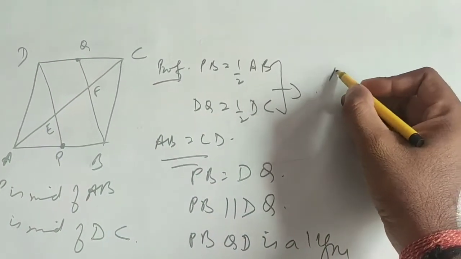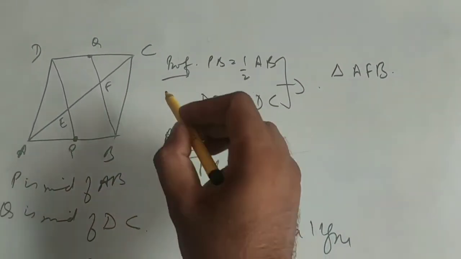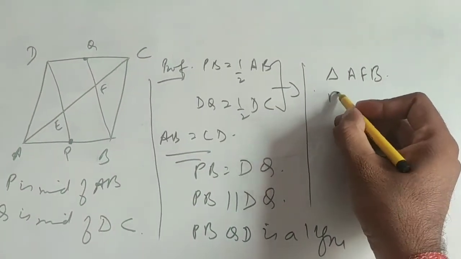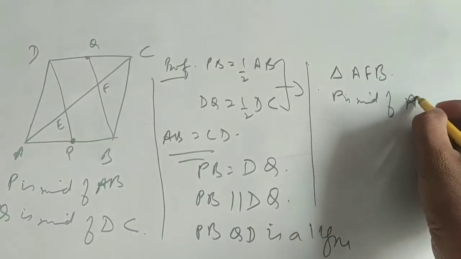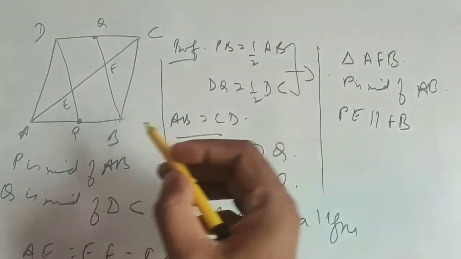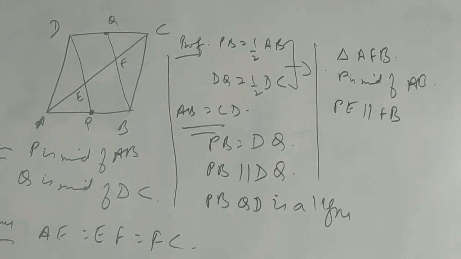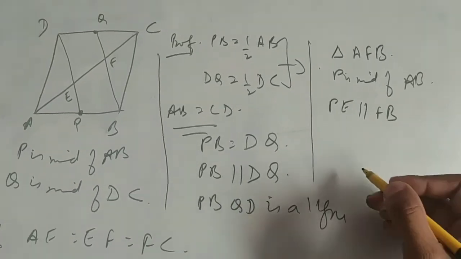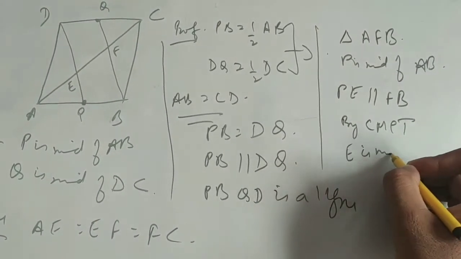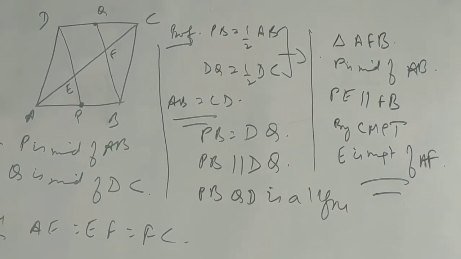Now come to this triangle AFB. Now in this triangle AFB, what do we have? We have P is mid of AB, and this PE will be parallel to FB. PE will be parallel to FB because DPBQ was a parallelogram. So if PE is parallel to FB, it means by converse of midpoint theorem, E will be midpoint of AF.